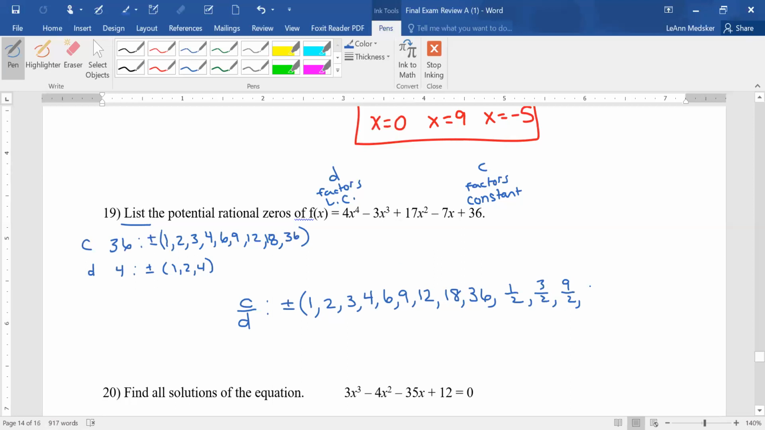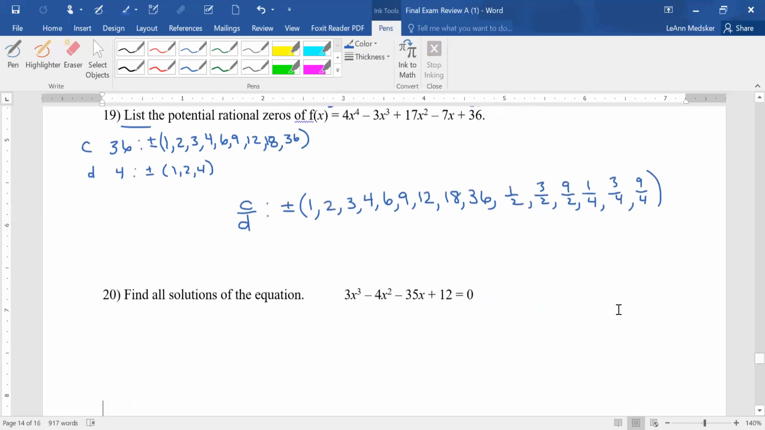Now we're going to put everything over 4. So 1/4 is unique. 2 over 4 is 1/2, which we already have. 3 over 4 is unique. 4 over 4 is 1. 6 over 4 is 3/2, which we already have. 9 over 4 is new. 12 over 4 is 3. We already have it. 18 over 4 is 9/2. We already have that. And 36 over 4 is 9. So all of these, remember, would get a plus or minus on them if we listed them individually.